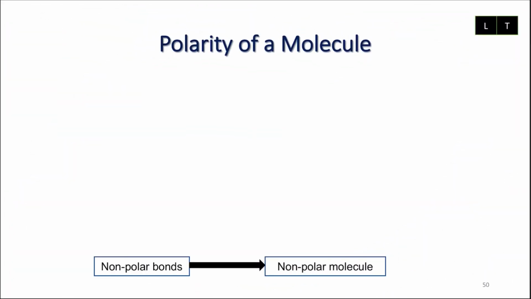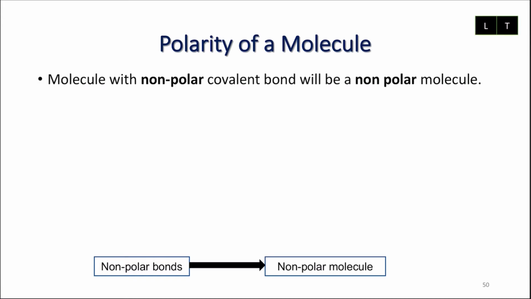Next, we go for polarity of a molecule. Molecule with non-polar covalent bond usually will be a non-polar molecule. So, kita tak perlu decide lah this one, dia memang fix. Dalam kes ini, bila molekul tu ada non-polar covalent bond, memang dia akan jadi non-polar molecule.